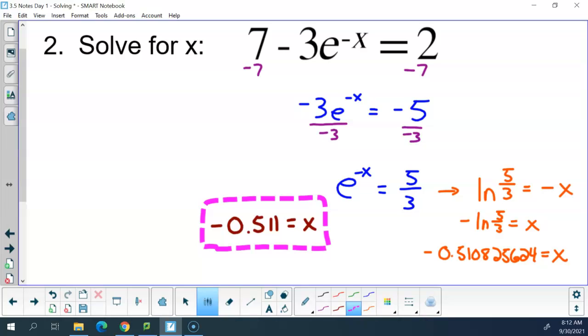Checking it. 7 minus 3e to the negative, well, we can call it positive, 0.511. I get 1.999128. Questions, comments, concerns, clarification? Okay.